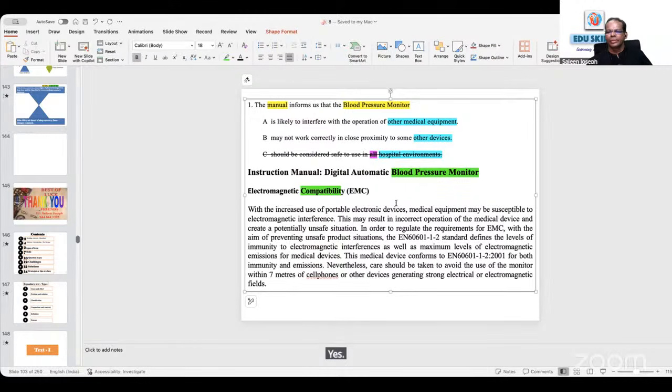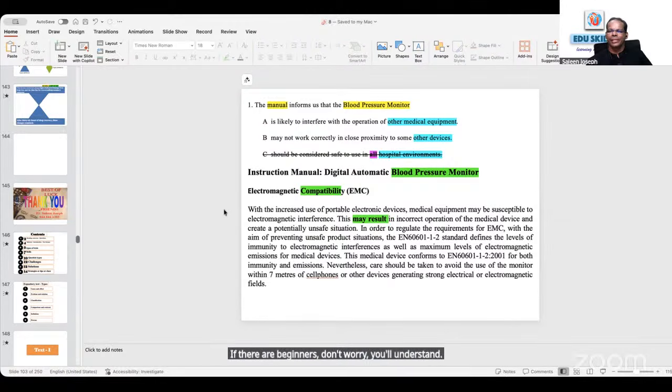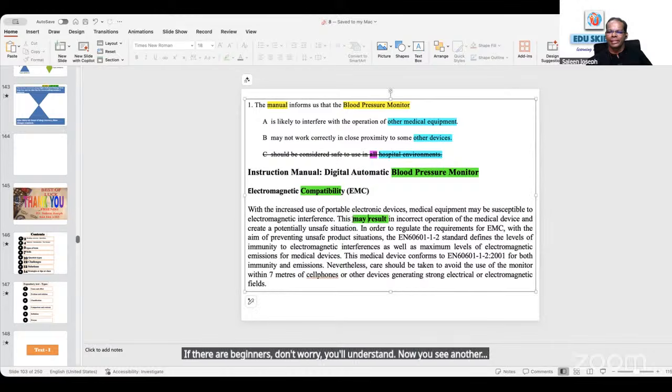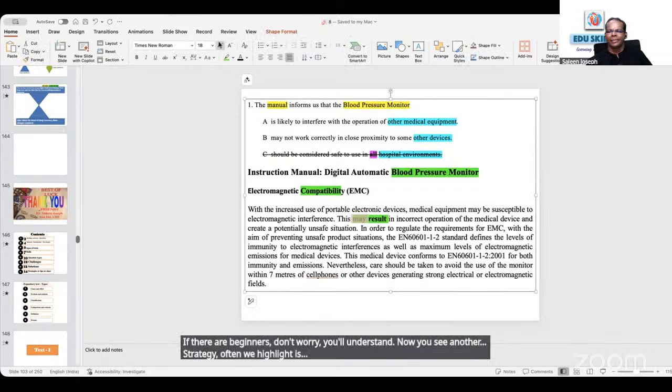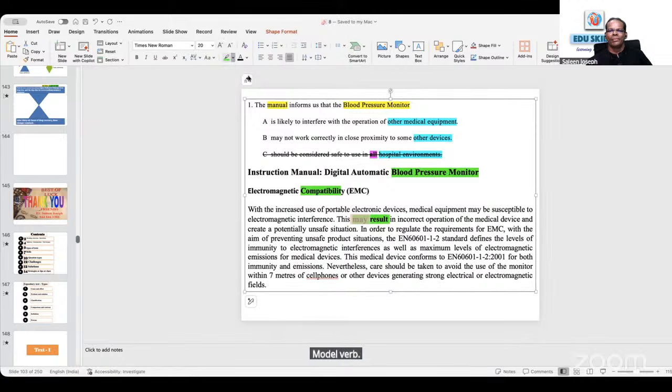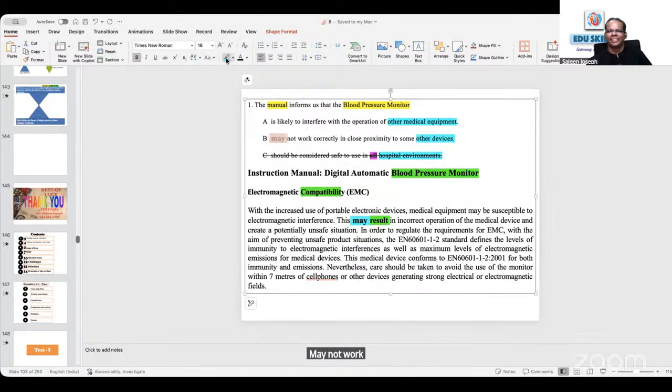What is the type of language used here? Cause and effect. May result. Now I'm going a little faster and a little more advanced. If there are beginners, don't worry, you'll understand. Another strategy we often highlight is the modal verb. If there is a modal verb in the answer option, may not work correctly in close proximity to some other devices. I don't know whether that is the right one.